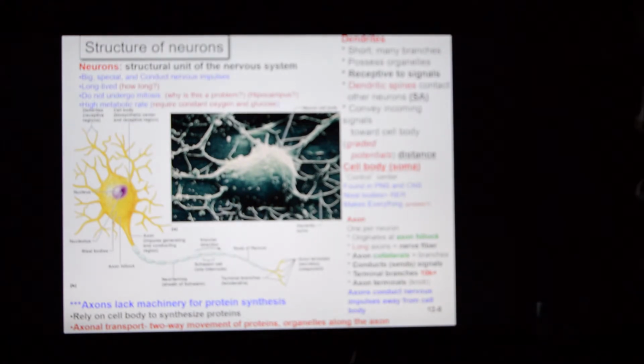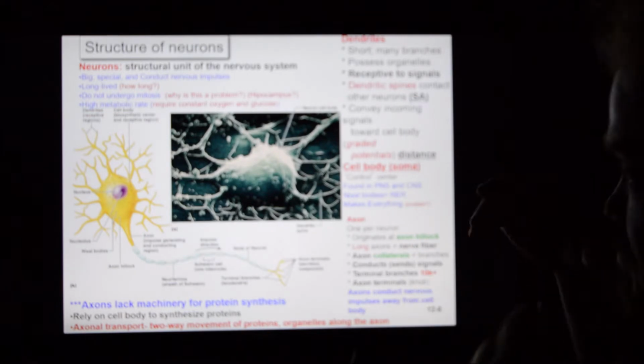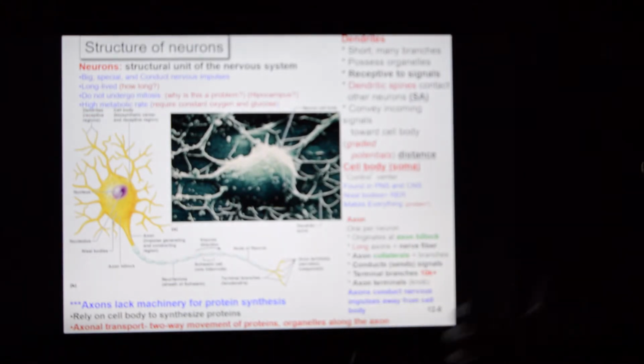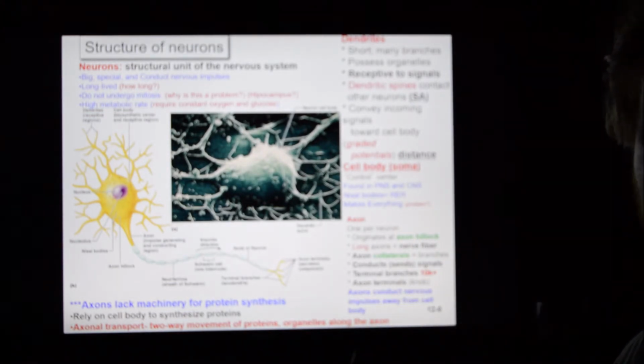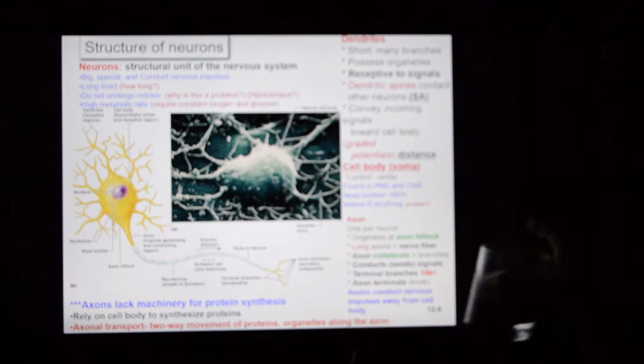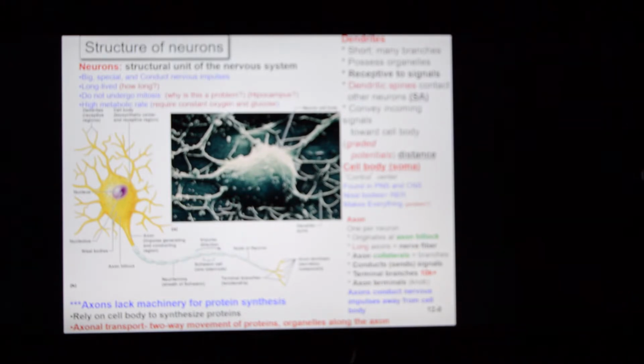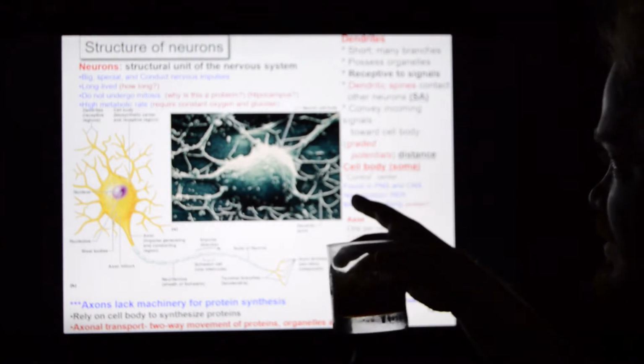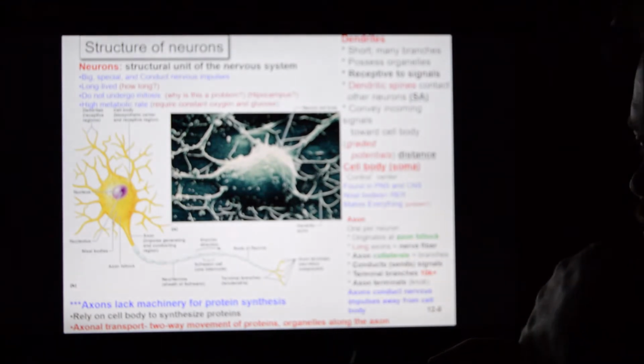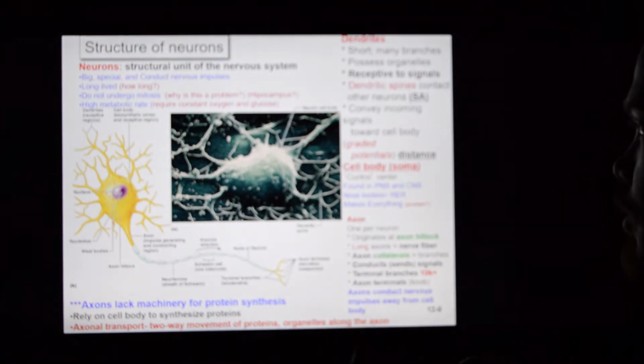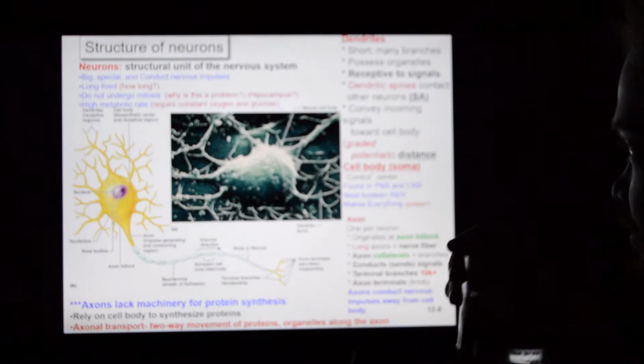Alright, neurons are big, special, conductive cells. They're long-lived. They've been alive as long as you've been alive, some of them since you were in the uterus. These are long-lived cells. They're non-mitotic. They don't divide and make more of themselves, so they have to live a really, really long time.